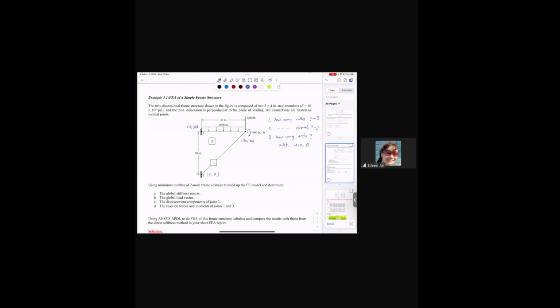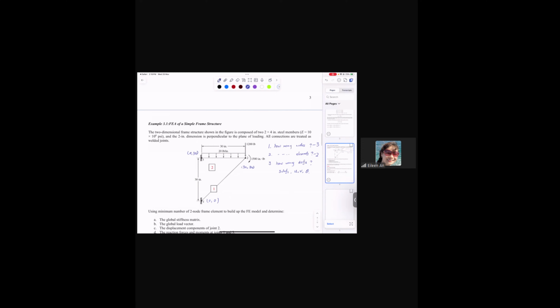Now, I want to start this problem together. Okay, so we all agree that to solve this problem, we need to have 3 nodes and 2 elements, right? And also we all agree that each node has 3 degrees of freedom, right? U, V, and theta. Okay, great. Now, we need to create the table.